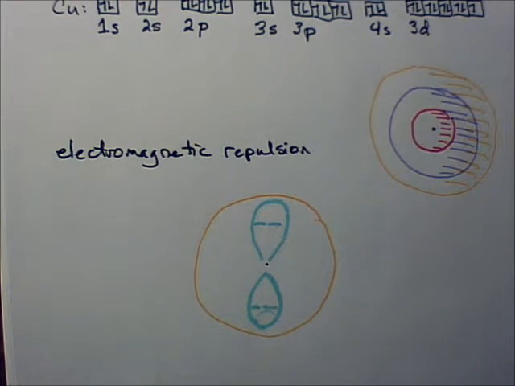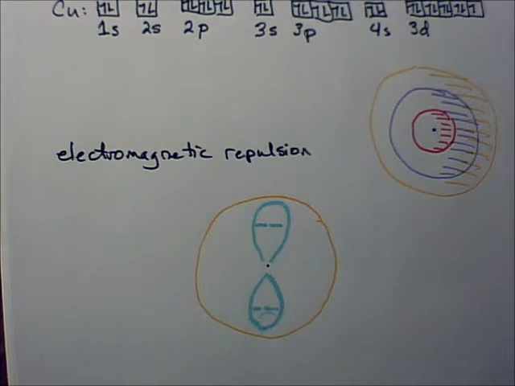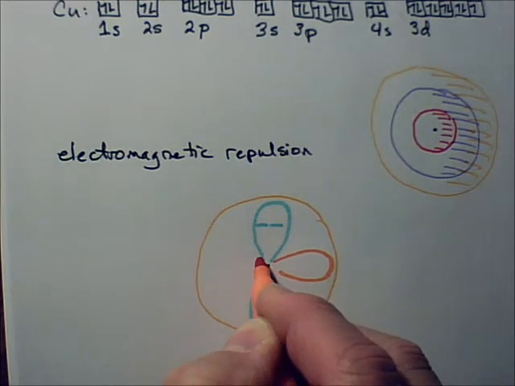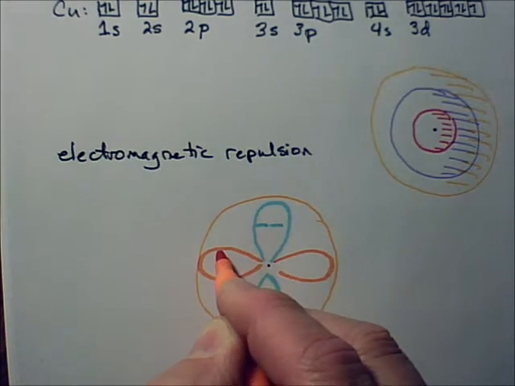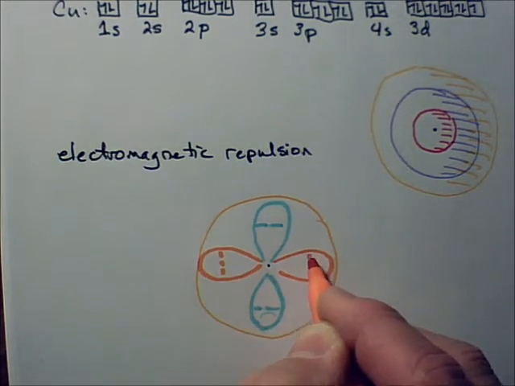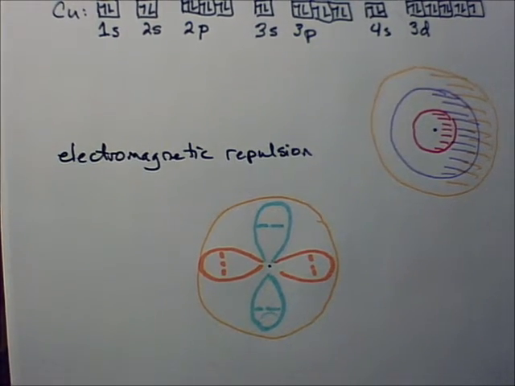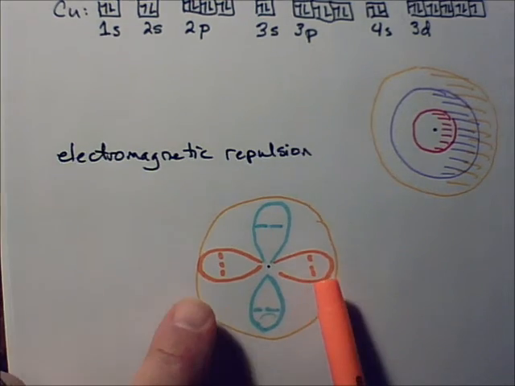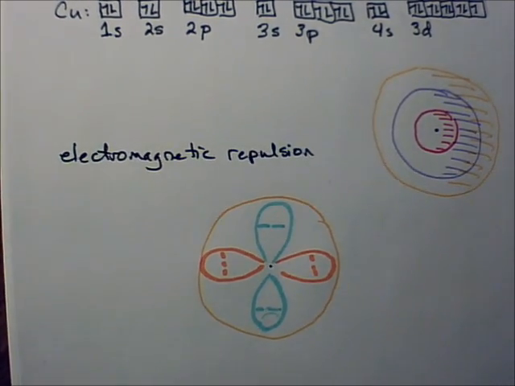So let's see if I can find a different color here. I'm kind of running out of colors. Somebody stole some of my colors. So here's another P orbital. And you've got to remember, it's really not this bottom part, just the top part. We use 2 balloons because it's easier to visualize, but technically it's just the 2 top parts that are the P orbital itself.